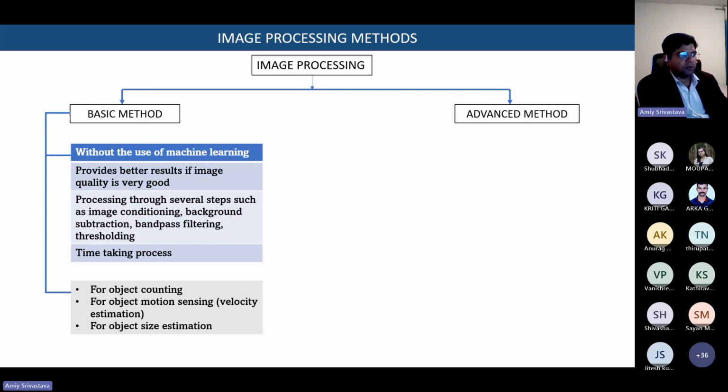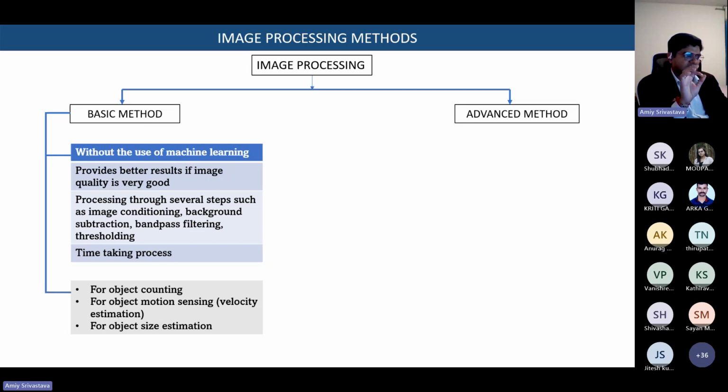And for what purposes can it be used? For object counting. Suppose you take an image and you have 1,000 objects. It is easy to count those 1,000 objects from that image. For that you don't need to go to machine learning. For object motion sensing, if you have a good high-speed, high-resolution camera, you can identify the velocity of the moving object very easily using the basic method. You don't need to go to machine learning.